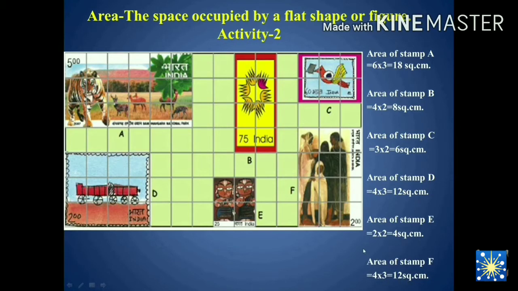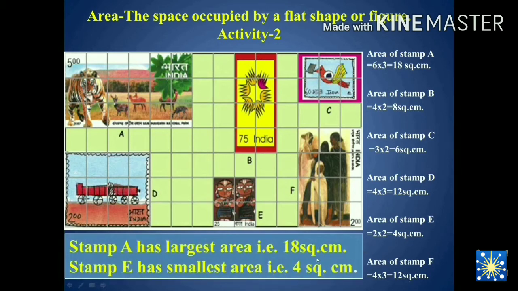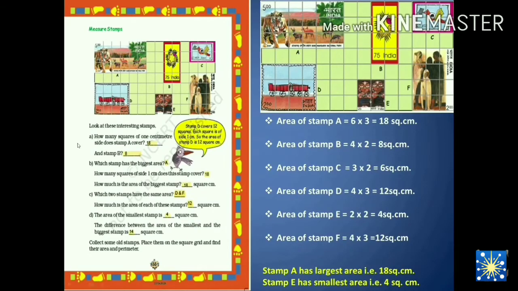Now we can compare the areas of each stamp. So stamp A has the largest area, that is 18 square centimeter, and stamp E has the smallest area, that is 4 square centimeter. Let's fill the blanks that were given in the activity. So part A is: how many squares of 1 centimeter side does stamp A cover? So, the area of stamp A is 18 square centimeter.